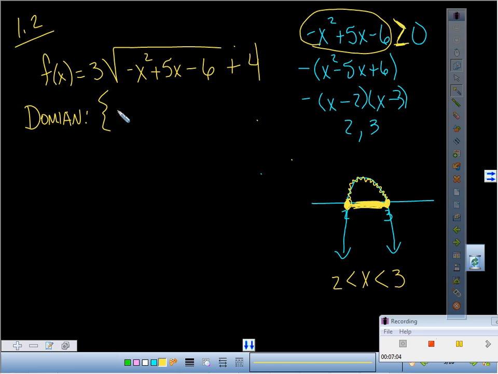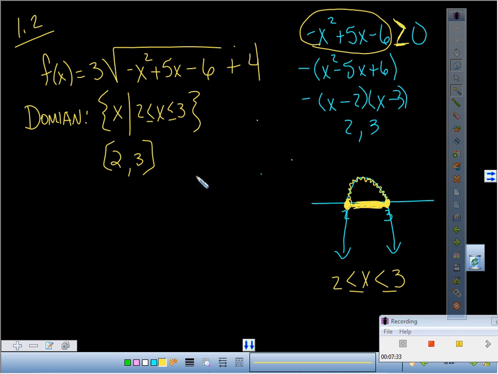So in set notation, it's going to be any x such that x is greater than or equal to 2, pardon me, and less than or equal to 3. These should have the word equal to because we include them. Okay? In interval notation, oh no worries, this is so easy in interval notation. What's it going to be? 2 inclusive, 3 inclusive.